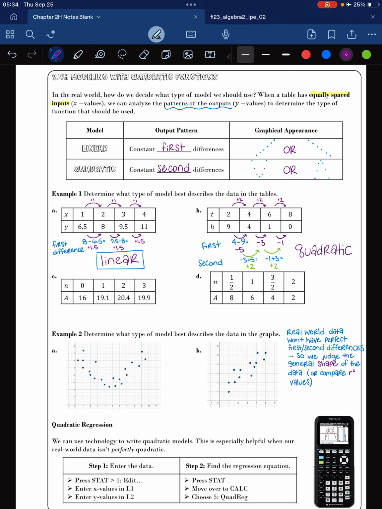Go ahead and pause the video here and see if you can do C and D on your own.